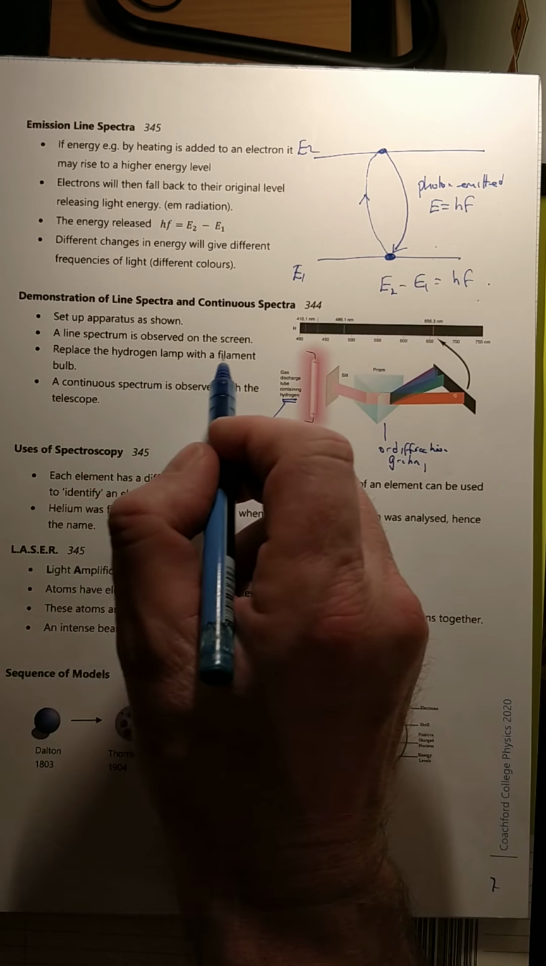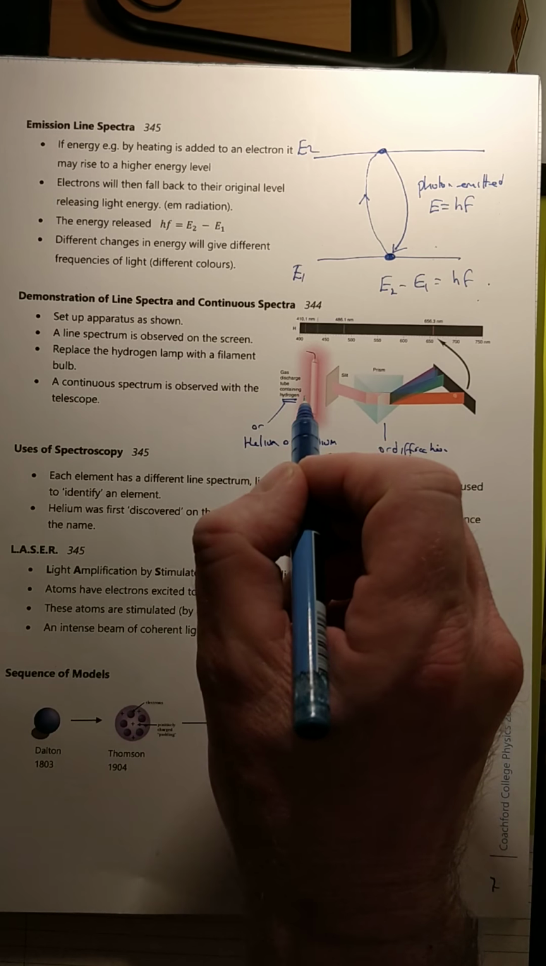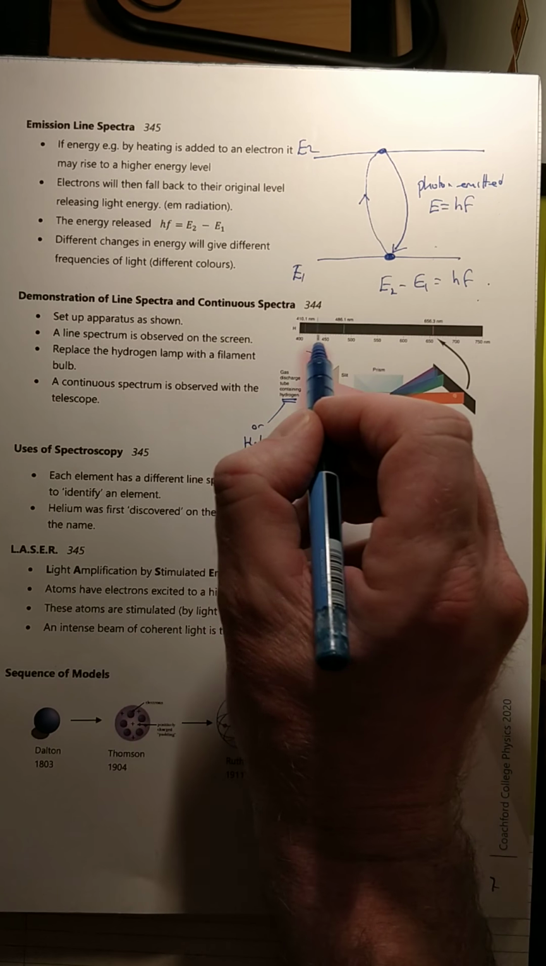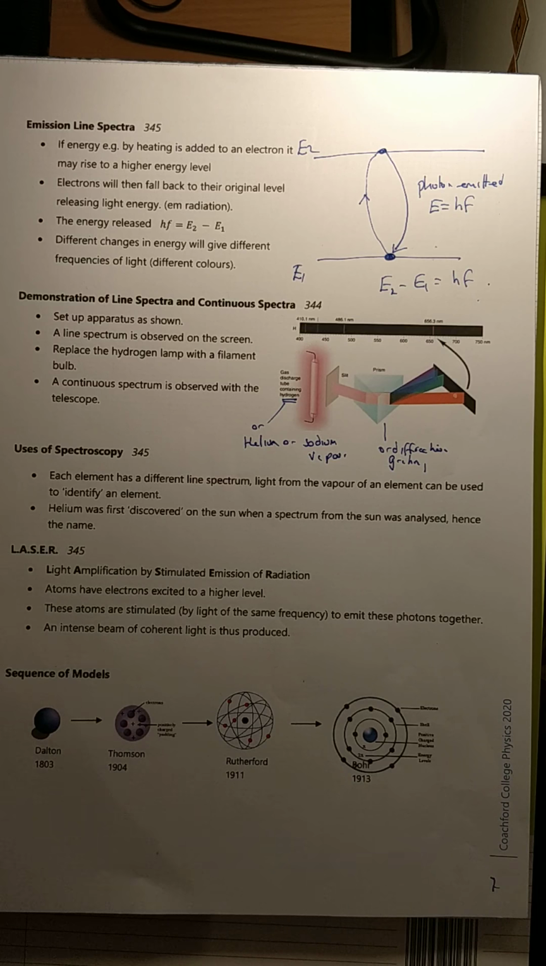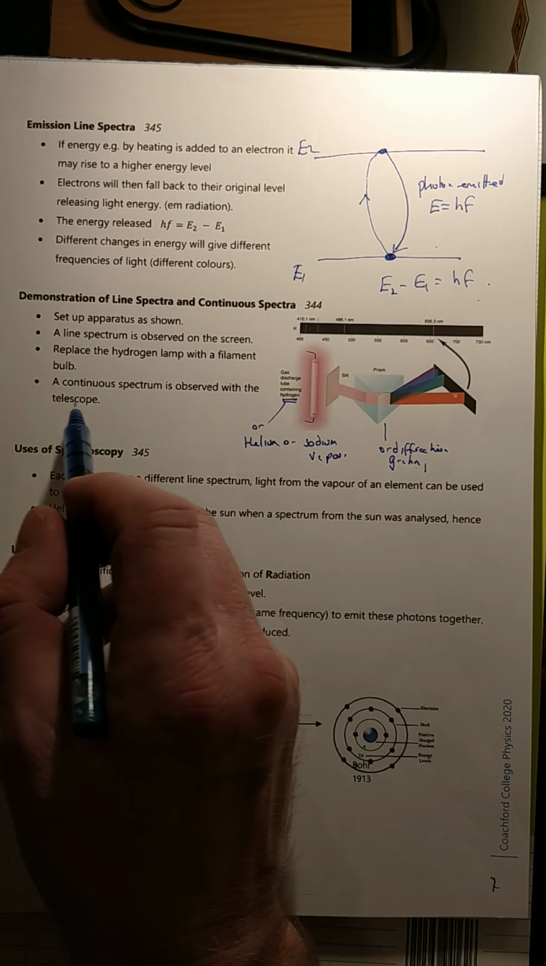If you replace the hydrogen lamp with a filament bulb, which is just a metal, much more complicated, instead of just getting the 4 or 5 lines, you get every line. You don't see them as lines, you just see the full spectrum, the rainbow. That's a continuous spectrum.